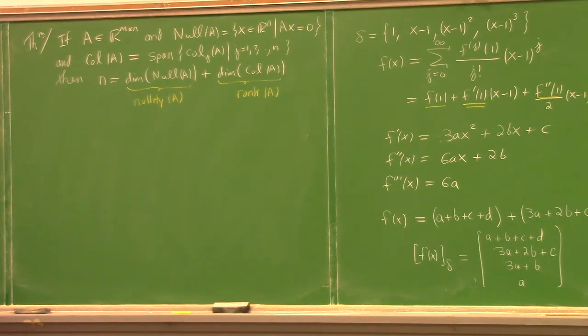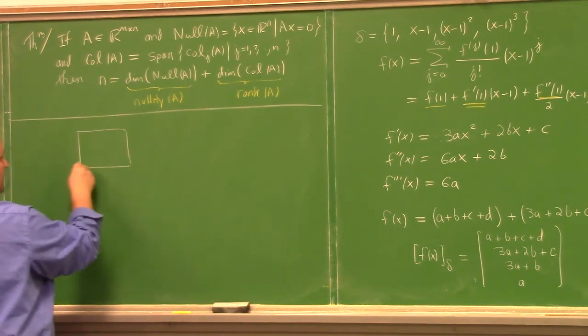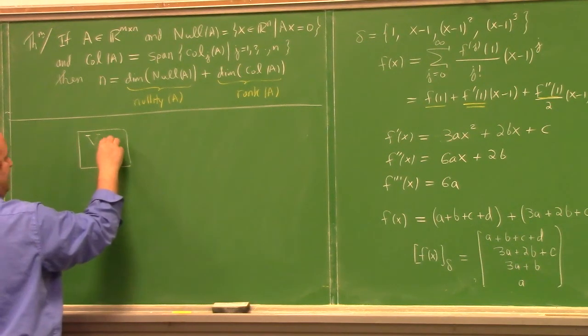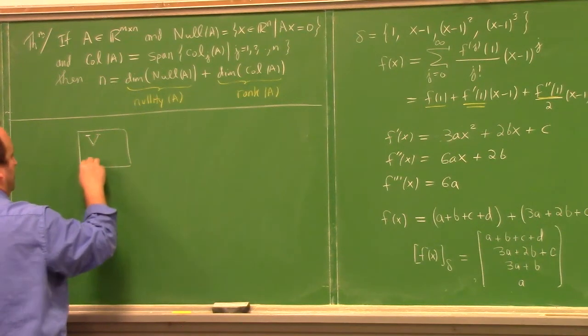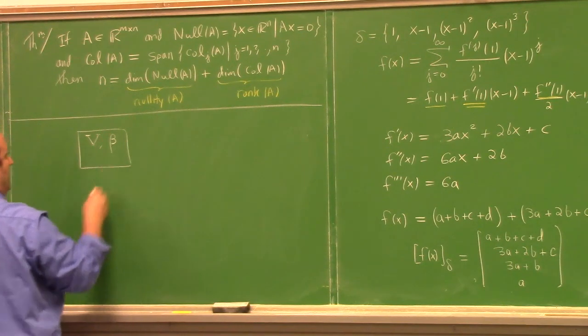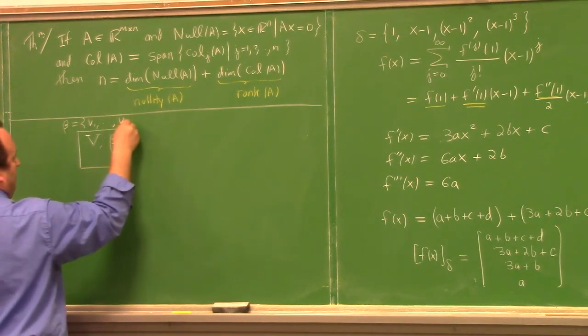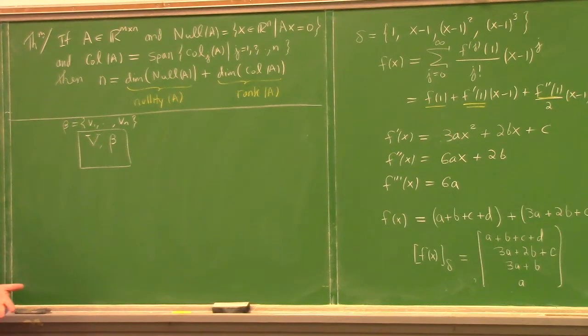Okay, so that's the big story about linear transformations on R^n. How about linear transformations from abstract vector spaces to abstract vector spaces? Like that one, differentiation, right? So here's the deal. I'm going to make a picture. Suppose we have V with basis beta, and I'm going to suppose beta is, again, V1 through Vn. And then we've got some abstract linear transformation.